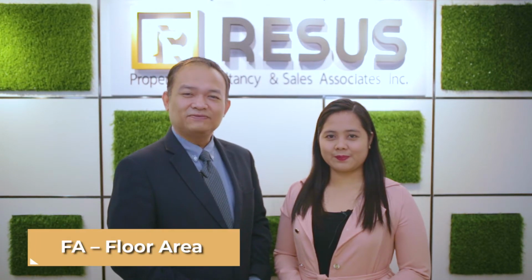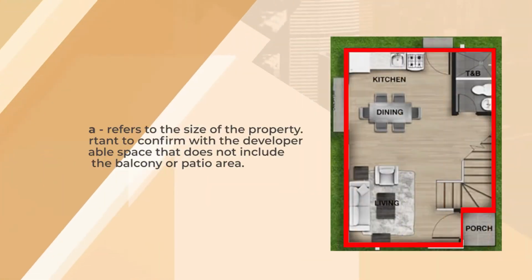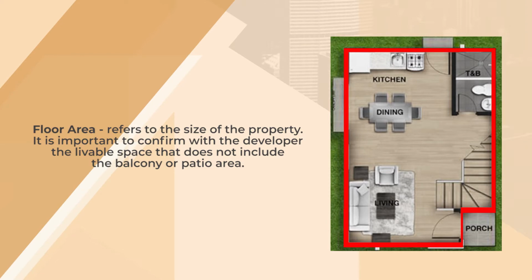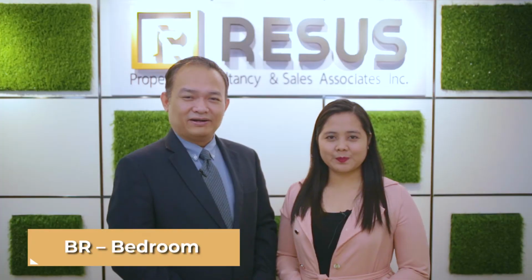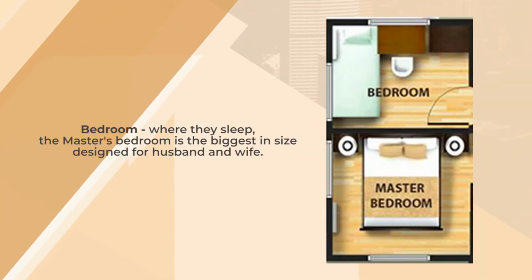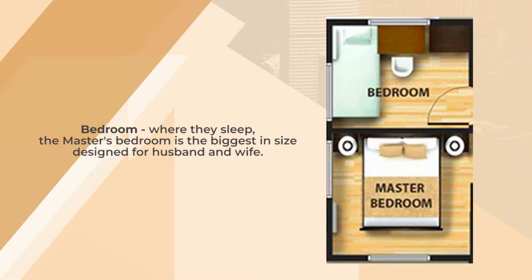FA means floor area. That refers to the size of the property. It is important to confirm with the developer the livable space, which does not include the balcony or patio area. BR, the bedroom where they sleep. The master's bedroom is the biggest in size, designed for husband and wife.